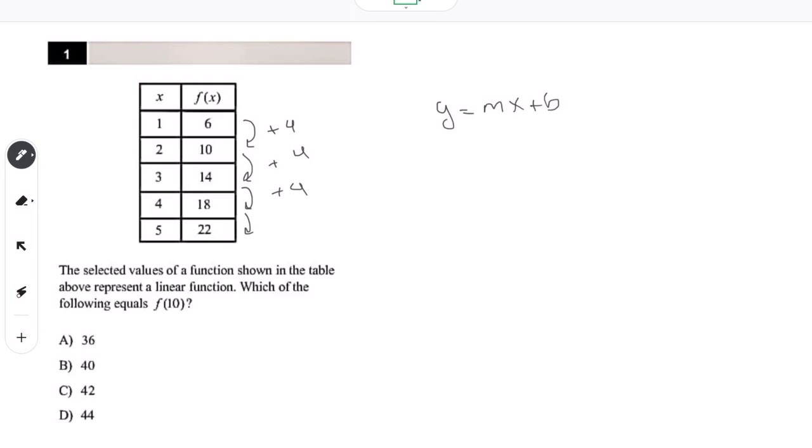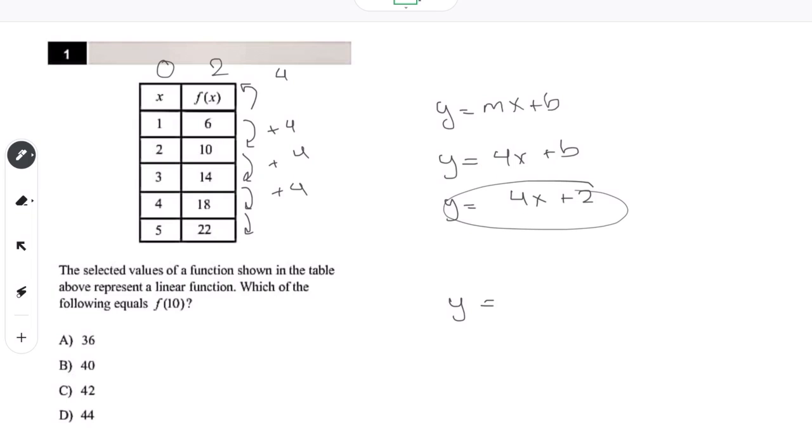And then we know that m is the slope, or its rate of increase. So we can replace m with 4. And we can also decrease 6 by 4 because the base would be when x is equal to 0. So when x is equal to 0, y, or f, is equal to 2. So you have 4x plus 2 because b is the base. So we know the equation is 4x plus 2.